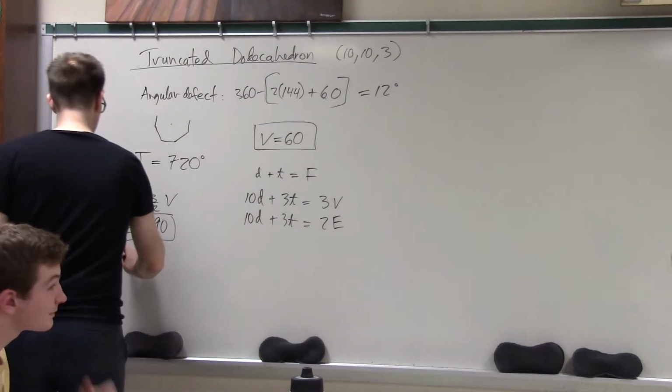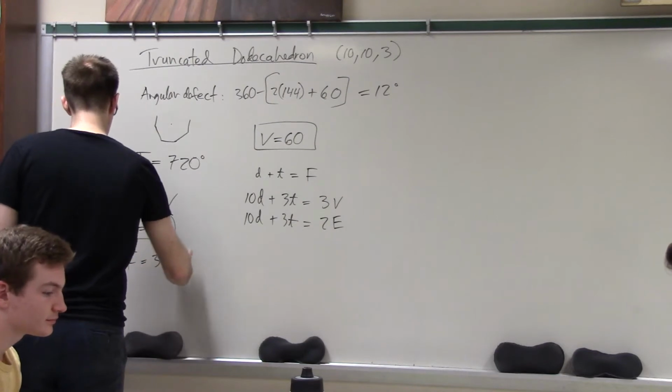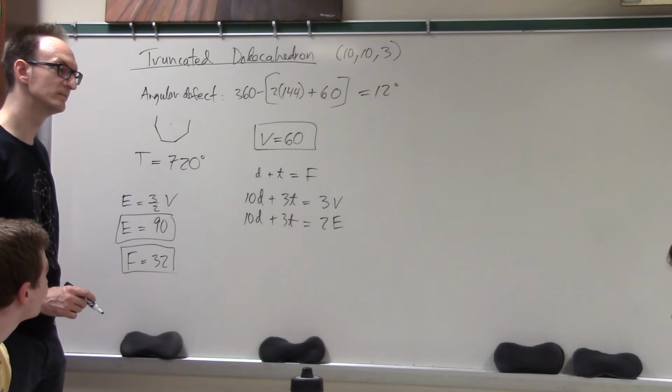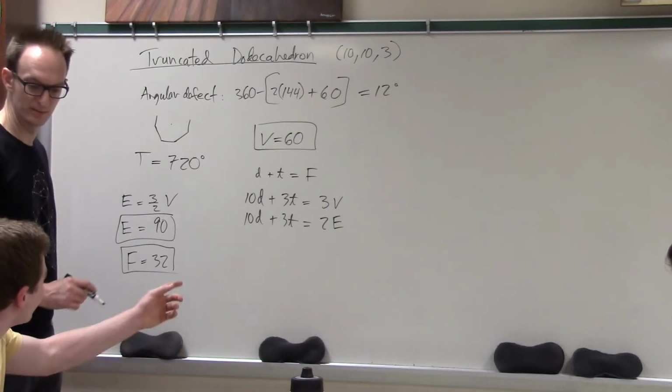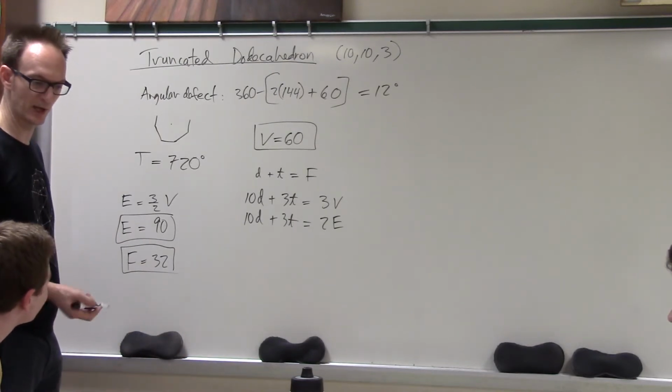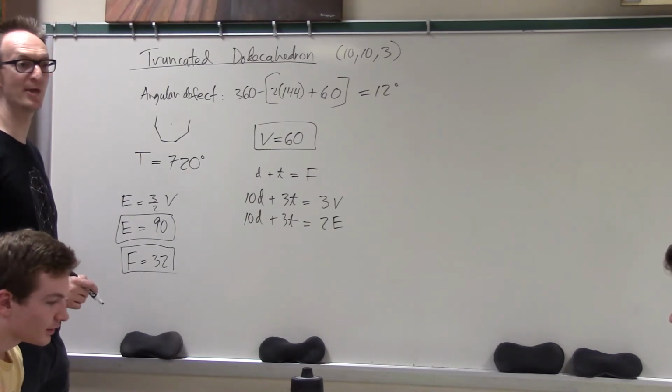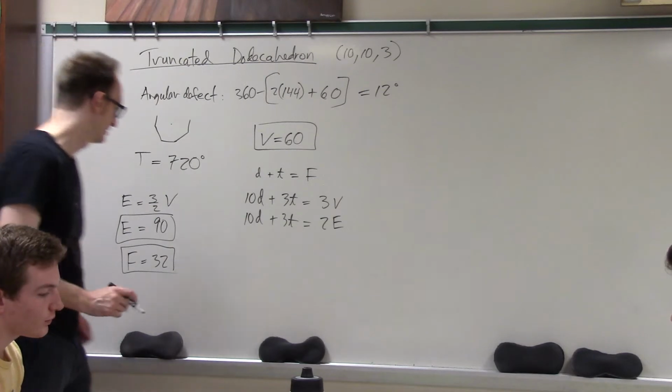Isn't the number of edges always going to be v over 2 times however many faces meet at a vertex? Yes. Good. All right. And then how many decagons and triangles are there?